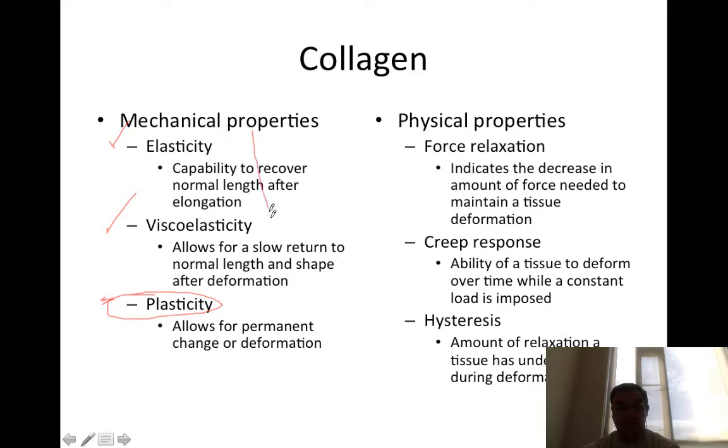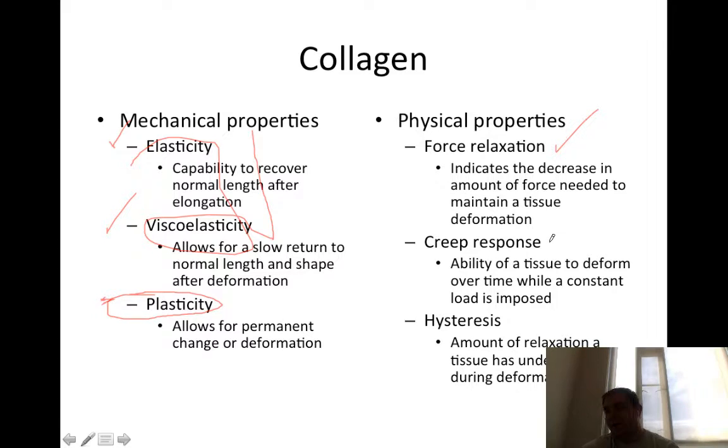We might hit the elasticity and viscoelasticity properties, right? But we're not hitting that plasticity. Maybe. I say might because most of the time we don't hit that plastic barrier. Physical properties: they have force relaxation. This indicates the decrease in the amount of force needed to maintain a tissue deformation, and you'll have this over time, right? Less force is needed to maintain that tissue deformation.